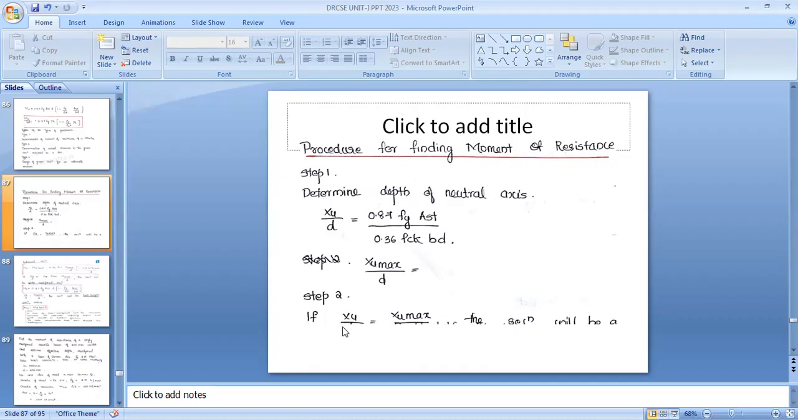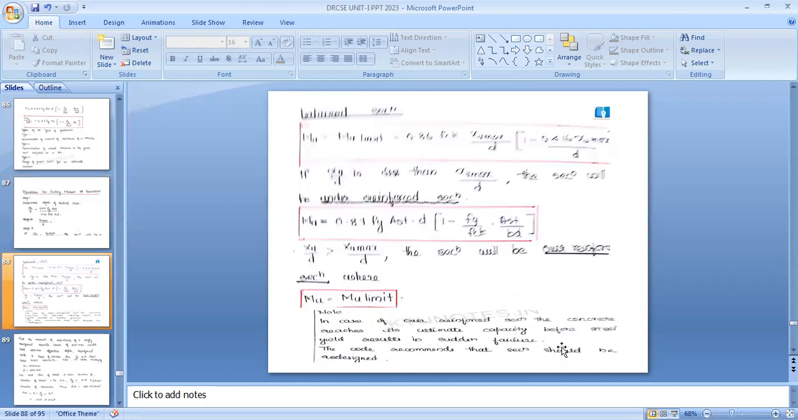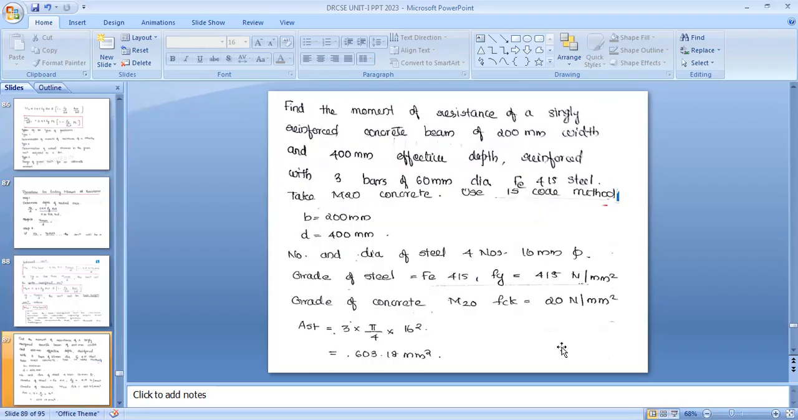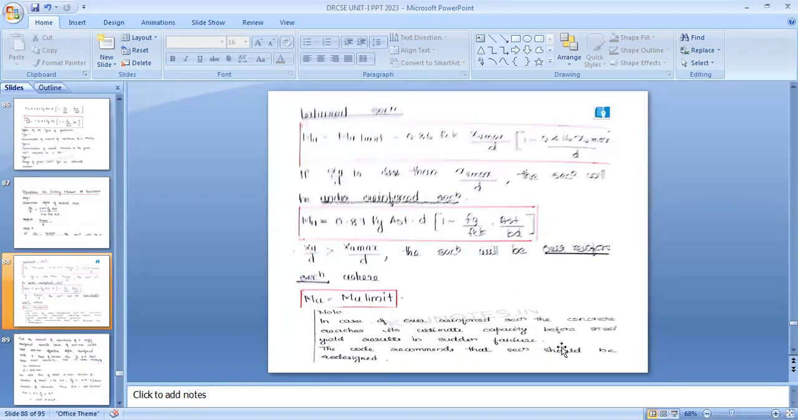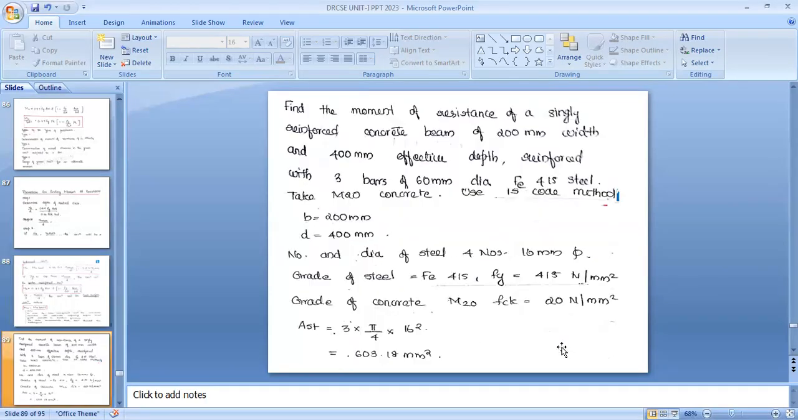Step 2: compare xu with xu max to identify the section. If xu is greater than xu max, that is the over reinforced section. If xu is less than xu max, it is the under reinforced section.